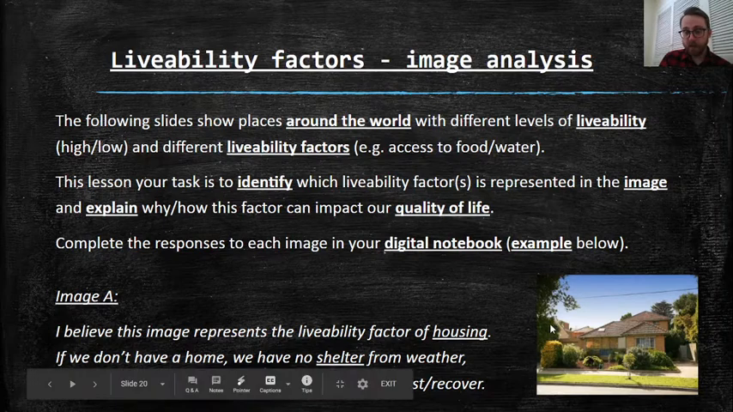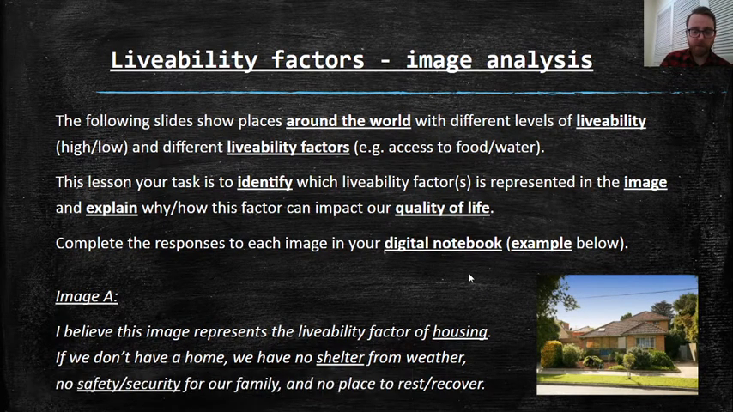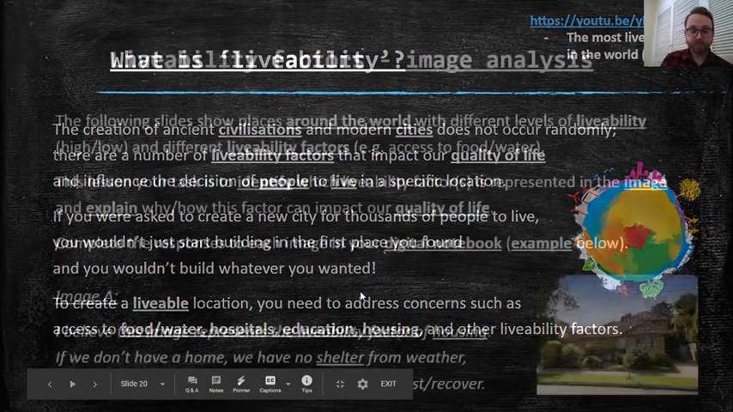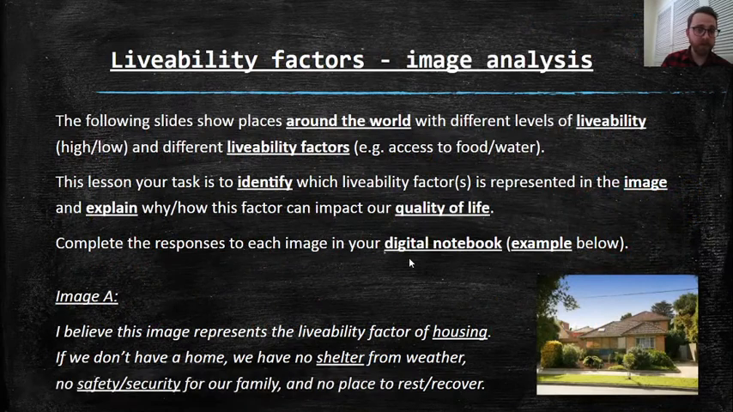So I've got a picture of a nice house in suburban Mount Waverley, or is it Glen Waverley? I can't remember. But what I've done here is image A. So this is what I'd be writing in my digital notebook. So image A, I believe this image represents the livability factor of blank. So I'm identifying that picture as housing. This isn't the entire list, but that's a few ideas to get you started. That's one of the things that will impact our livability. Our health and happiness is impacted by housing. So that's the first thing I need to do.